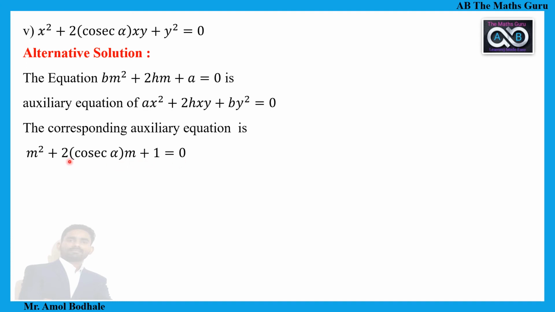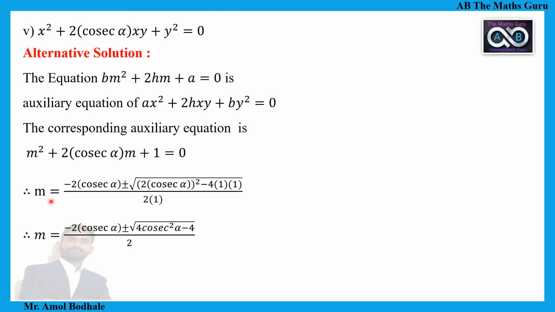Now to find the roots of this equation, we will use the formula method, that is m equal to minus b plus or minus square root of b square minus 4ac upon 2a. We will put the value of a which is 1, value of b which is 2 cosec alpha and value of c which is 1. So here we are comparing this equation with the quadratic equation ax square plus bx plus c equal to 0. So we get the value of m as minus 2 cosec alpha plus or minus square root of, here the square of this is 4 cosec square alpha minus 4, upon 2.